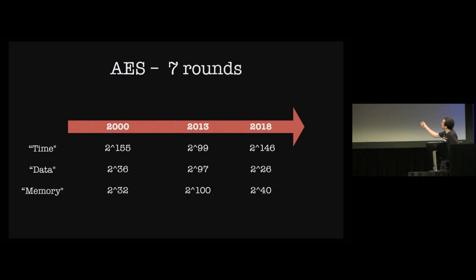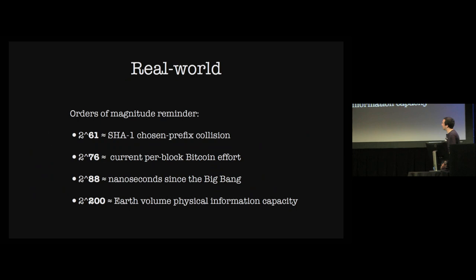Now let's go back to AES. You look at this number, what does it actually mean? Maybe for crypto people, we compare numbers, we play this game, we make a new attack, we see if it's faster or not. But concretely, 2 to the 61 is, according to the next paper and the next talk, approximately the cost of the attack on SHA-1, the chosen prefix attack.